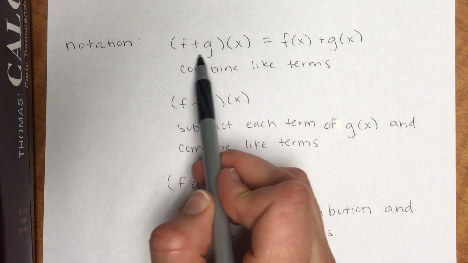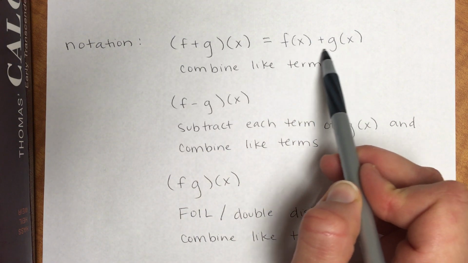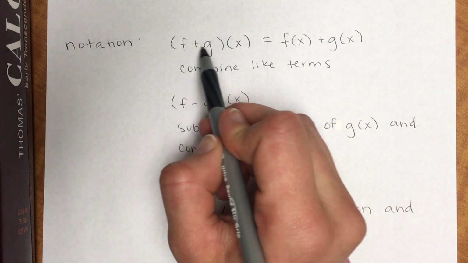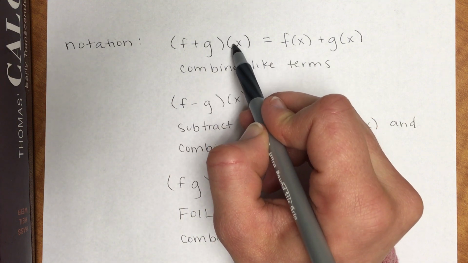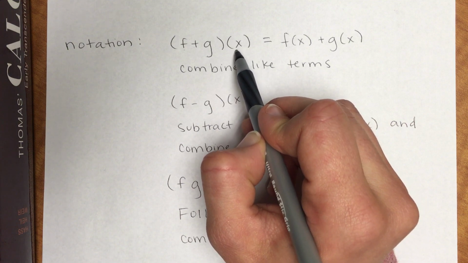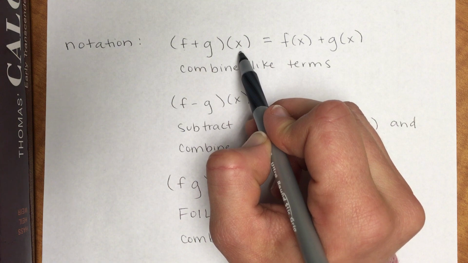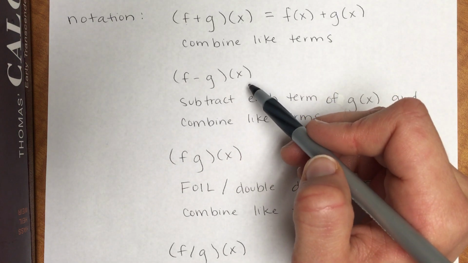This is probably the notation you'll see on tests and in textbooks, but this is also acceptable notation. Make sure you realize this is, I'm taking my f function and adding my g function to it. I'm just going to leave a generic x in the problem. I'm not multiplying by x or doing anything extra. I'm just leaving an x in the problem instead of plugging in a specific number. Okay, so that's adding.